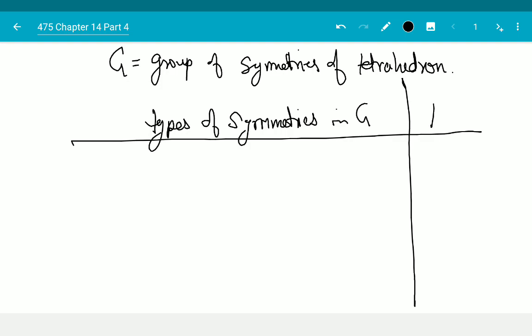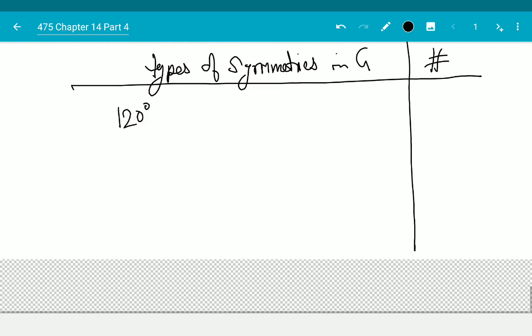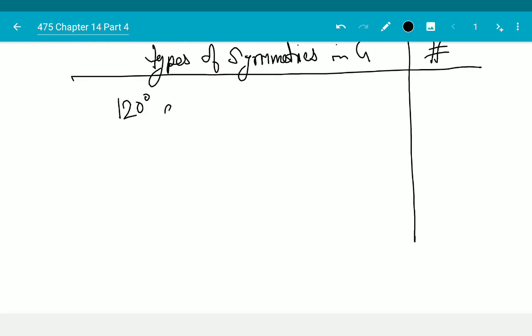And number of them. Okay, so if you look at it, it is more or less an equilateral triangle, right? That means if I keep one of the vertices constant and I just rotate around it, that is going to give me a 120-degree clockwise rotation.